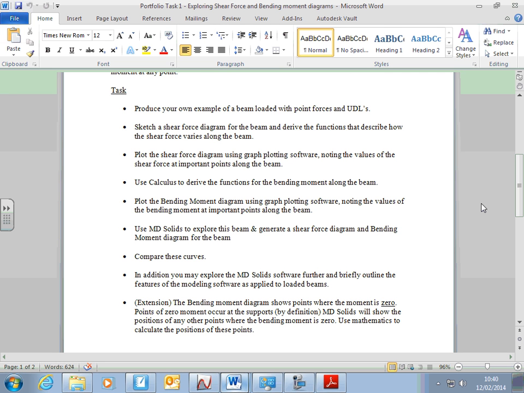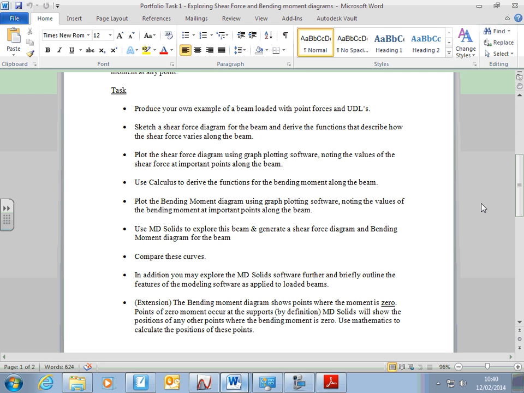Use calculus to derive the functions for the bending moment along the beam. That will involve integral calculus, because actually the bending moment is to do with the area under the shear force diagram, as we talked about. And the area is found by integrating, so we can integrate the function. And then we can plot the bending moment diagram. So once we've integrated it, we'll come up with a function that describes how the bending moment behaves, so we can literally plot it, noting the values of the bending moment at important points along the beam.